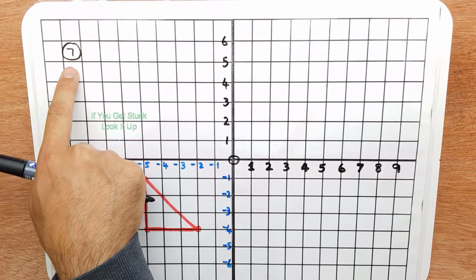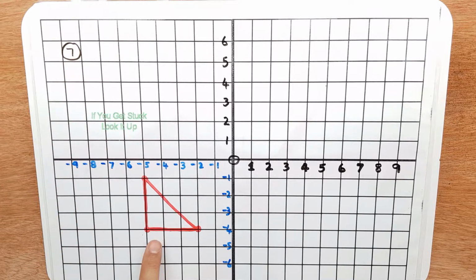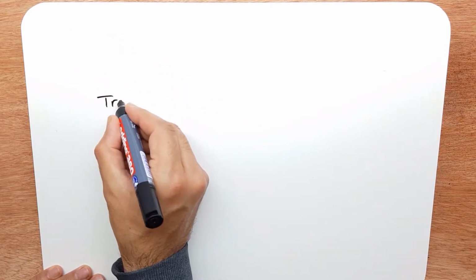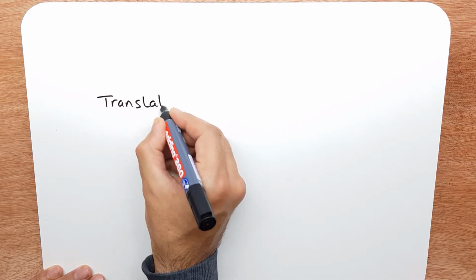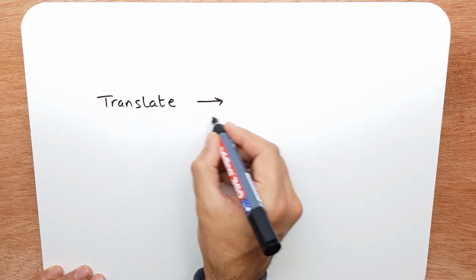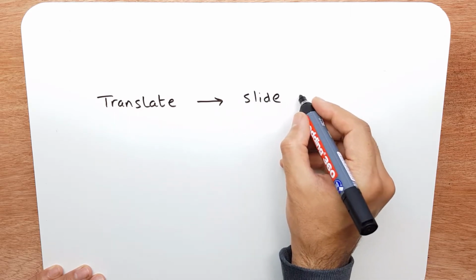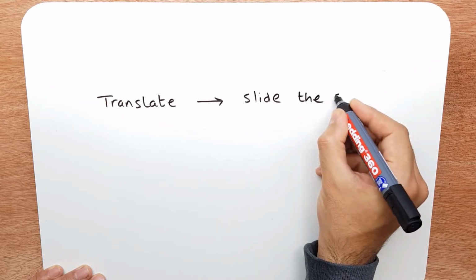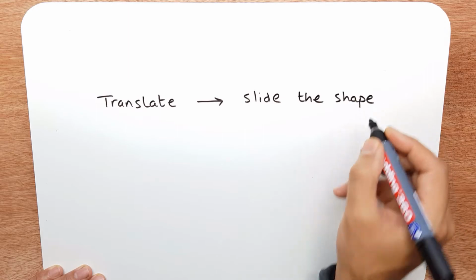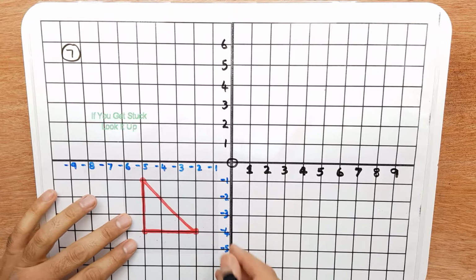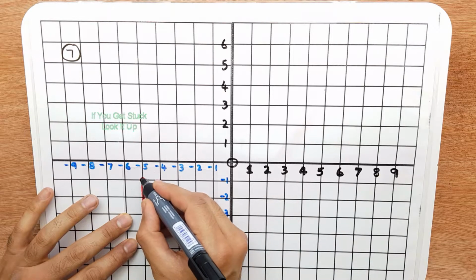In question 7, we're asked to move this triangle 7 squares to the right and 5 squares up. Now they've used the word translate. That simply means to slide the shape without twisting it or rotating it. So I'm going to use this. I like to trace over the shape very carefully.